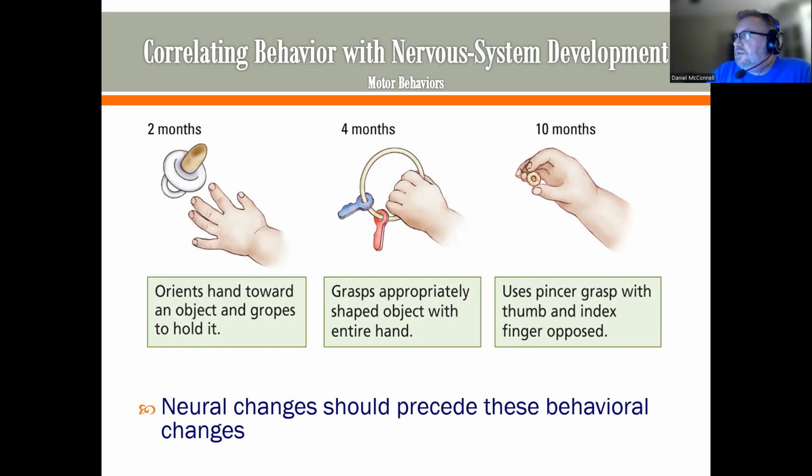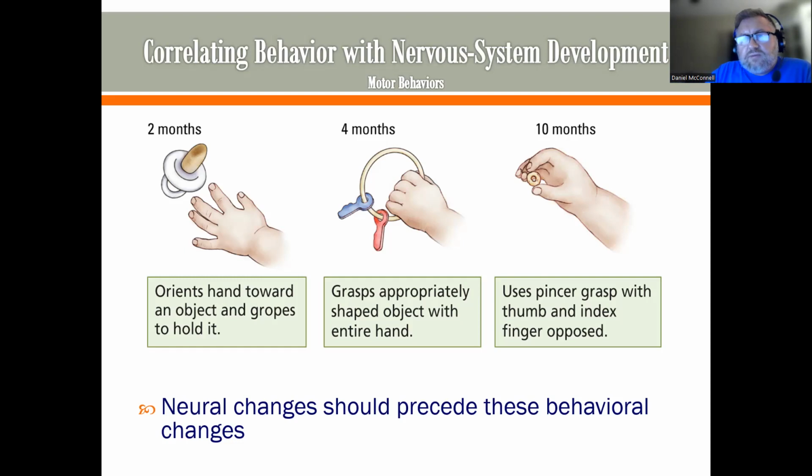By the time a child is 10 months of age, they're capable of doing something called a pincer grasp. And so that means actually using your thumb and forefinger to pick up small objects. So that requires a great deal of fine motor skill and motor precision. So this is an example, again, like the second point on the previous slide, that we're going to observe a series of developmental milestones.